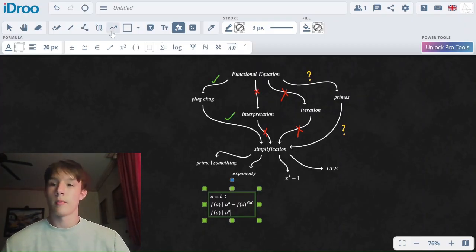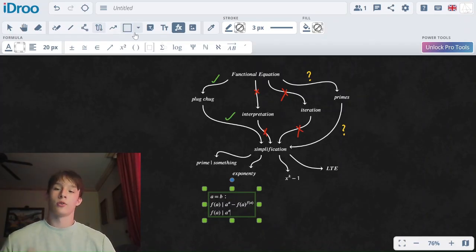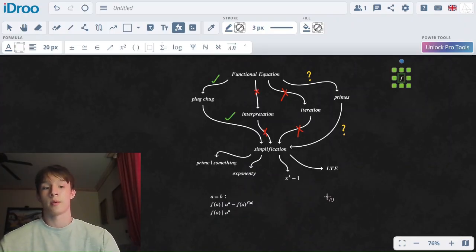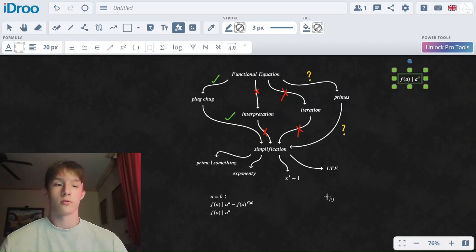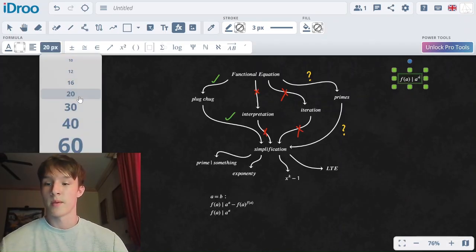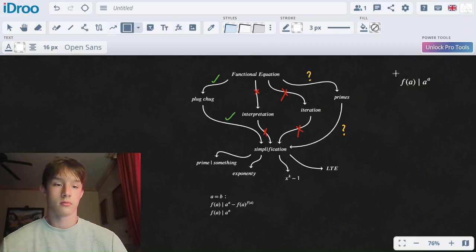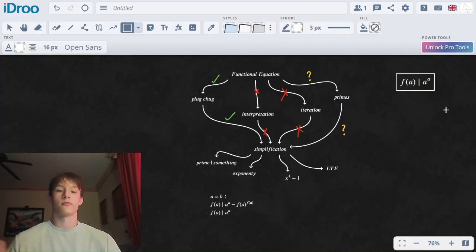The other thing about solving questions is you want to structurize your useful thoughts. So when you have a useful claim, for example, f of a divides a to the power of a, which is quite nice, you want to write it down on a separate piece of paper. That's what I usually do. Do a little frame.